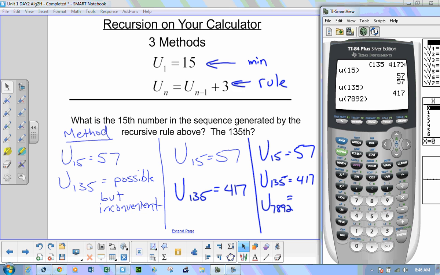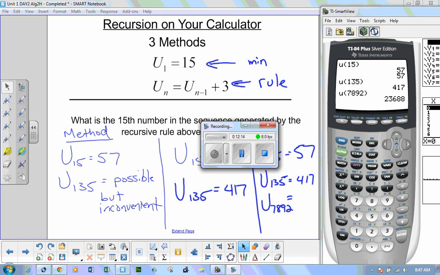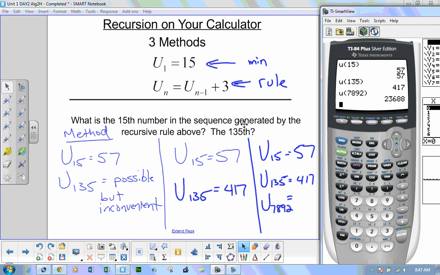But it's interesting. Even for a computer, it's letting you know, wow, that element is way down there. And to do this recursive computation is taking the computer a little bit of time. And just so we know, I actually hit the pause button there because the calculator was thinking, but it did actually return the 7,892nd element of the sequence, which is 23,688. Again, it's just gotten by recursively adding 3 to the previous value.